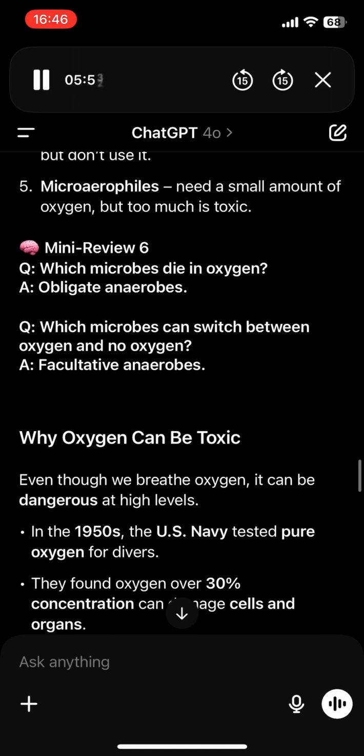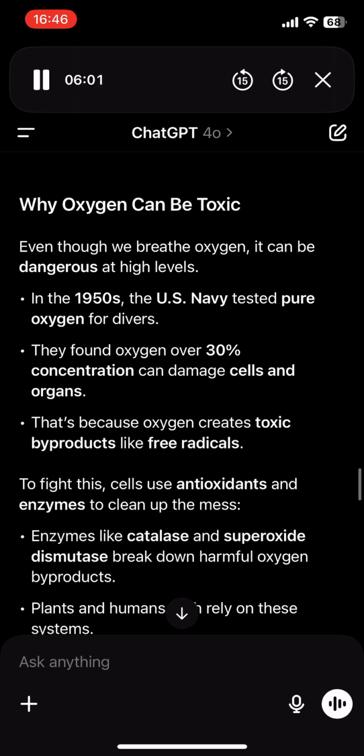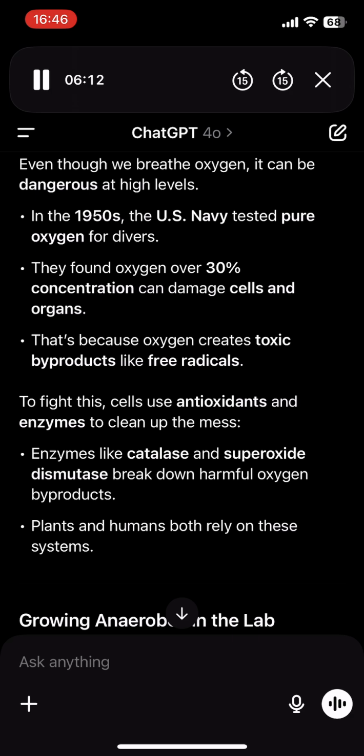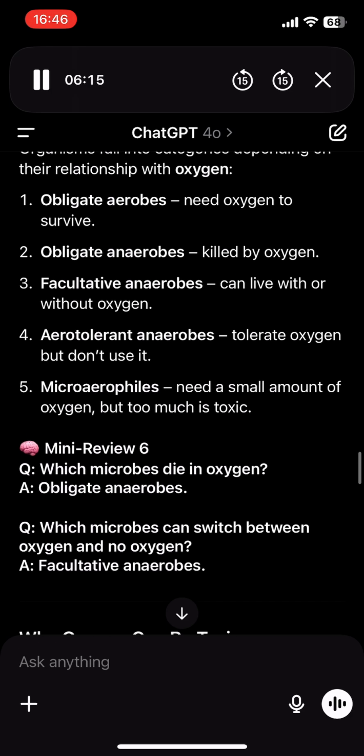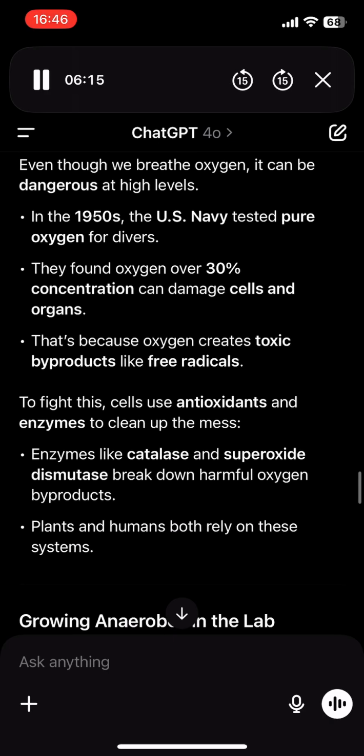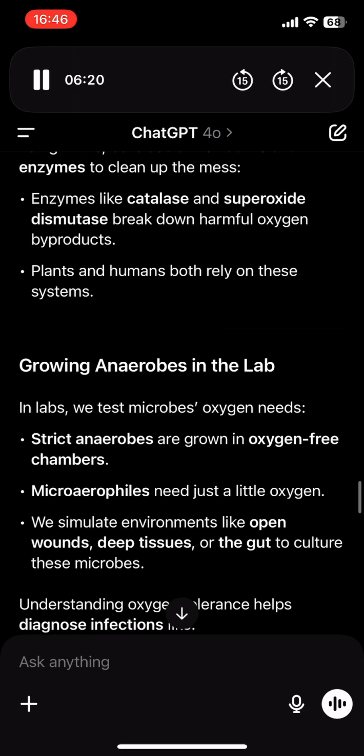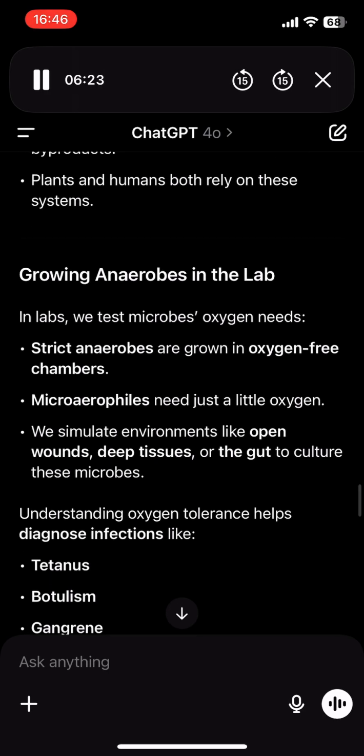Why oxygen can be toxic. Even though we breathe oxygen, it can be dangerous at high levels. In the 1950s, the U.S. Navy tested pure oxygen for divers. They found oxygen over 30% concentration can damage cells and organs. That's because oxygen creates toxic byproducts like free radicals. To fight this, cells use antioxidants and enzymes to clean up the mess. Enzymes like catalase and superoxide dismutase break down harmful oxygen byproducts. Plants and humans both rely on these systems.